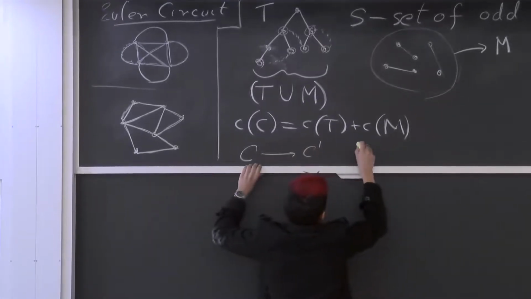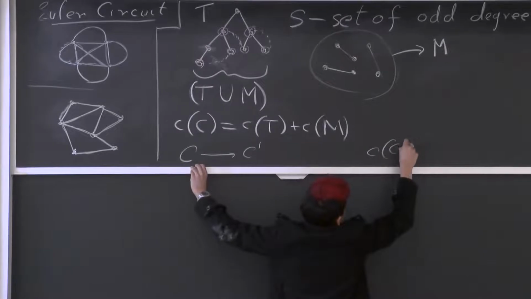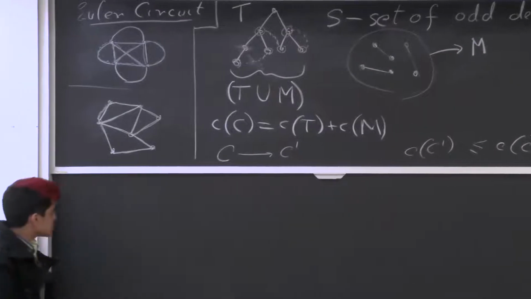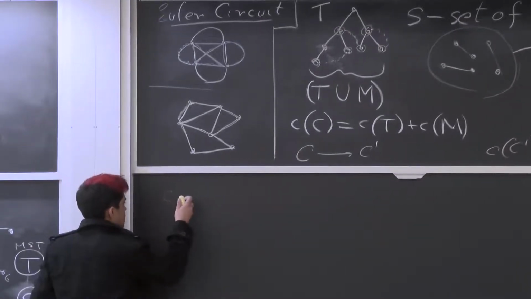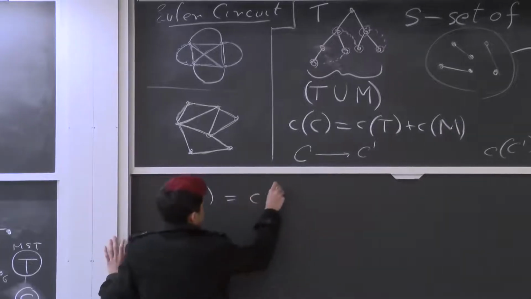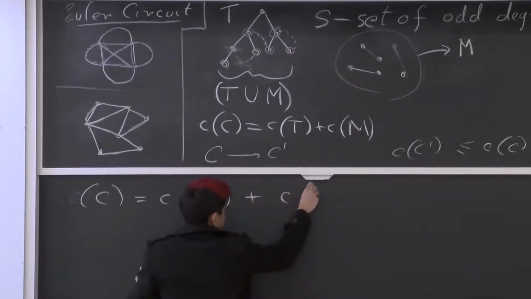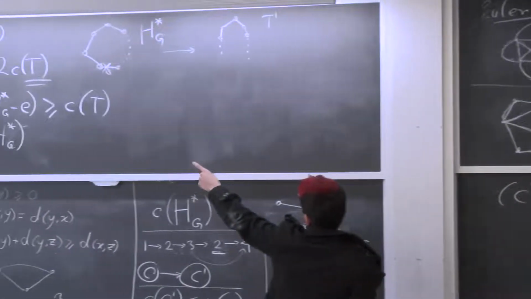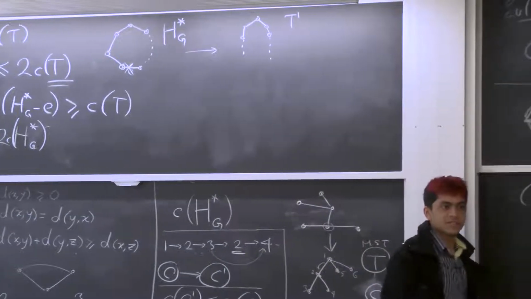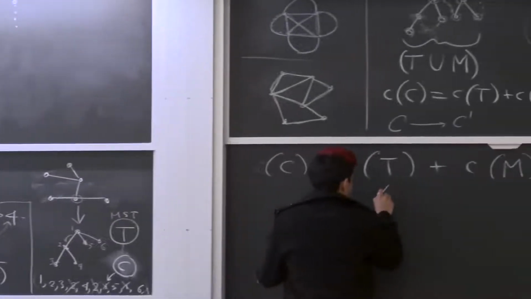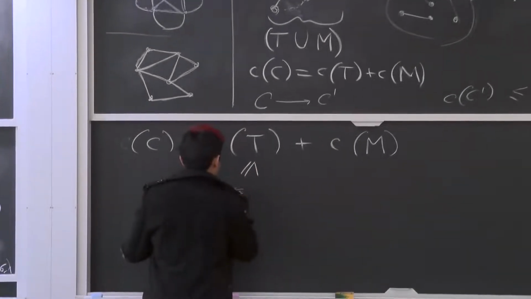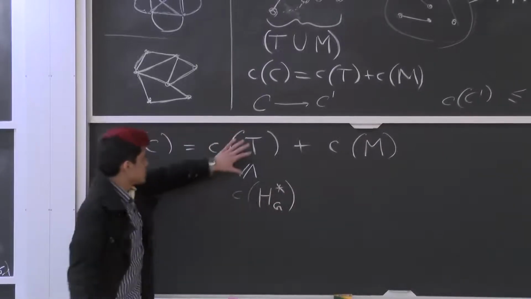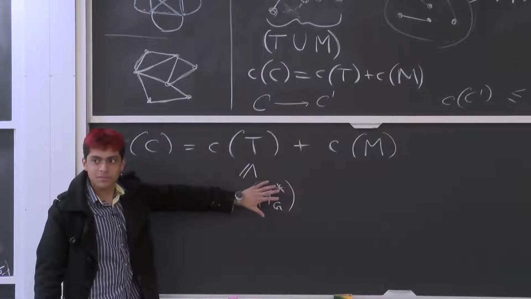And this will give you, as before, cost of C dash is less than or equal to cost of C. So now you're only interested in cost of C. So what are we doing there? We know that the cost of C is equal to cost of t plus the cost of m. From the previous problem, we know that the cost of t is less than or equal to the cost of h star of g. So this is less than or equal to cost of h star g. So this guy is less than the optimal Hamiltonian path.